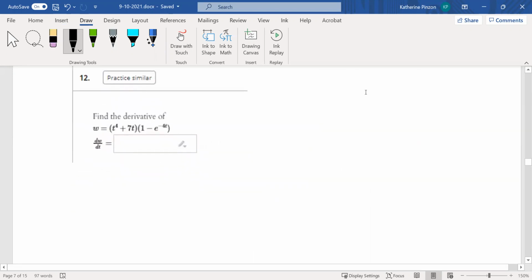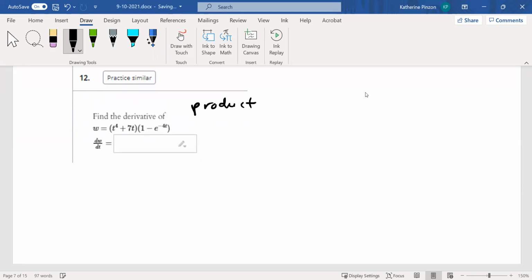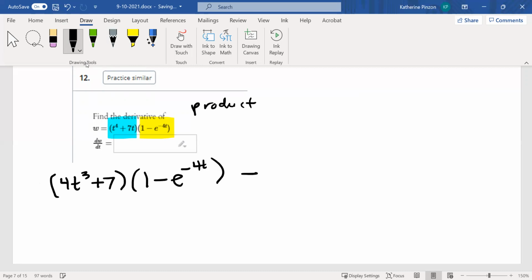Okay, let's see what's next. 12 is next. Find the derivative of this guy. Oh, man. What do I need to do the derivative of that guy? The product rule. Anytime I have two things with variables in them multiplied together, I need to use the product rule. So for number 12, I'm going to need the product rule. Product rule says derivative of the first. So my first function is t to the 4th plus 7t. My second function is 1 minus e to the negative 4t. So derivative of the first, 4t cubed plus 7, times the second, 1 minus e to the negative 4t, plus first, t to the 4th plus 7t, times the derivative of the second.